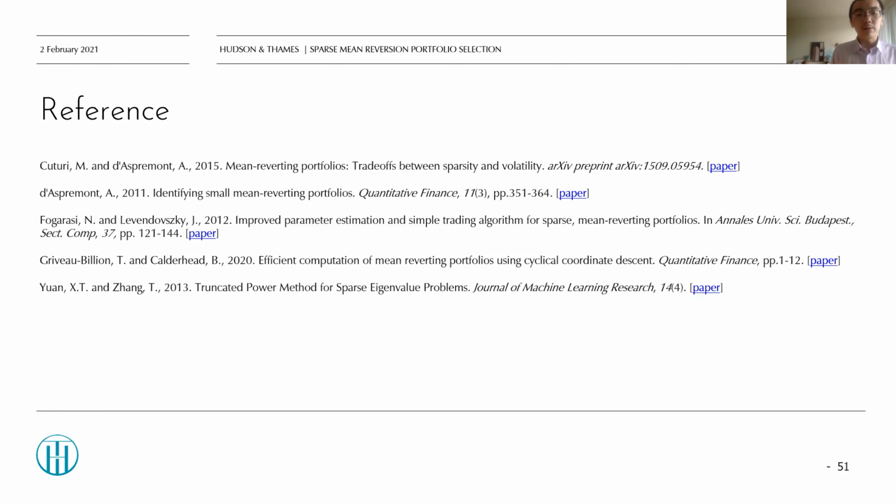All right, so I think that's all about sparse mean reversion portfolio selection. All the functionality in ArbitrageLab is implemented, and I have left abundant options for users to play around with and see if you can get an ideal sparse mean reversion portfolio. And here are the references, and all the papers can be downloaded from either arXiv or SSRN.